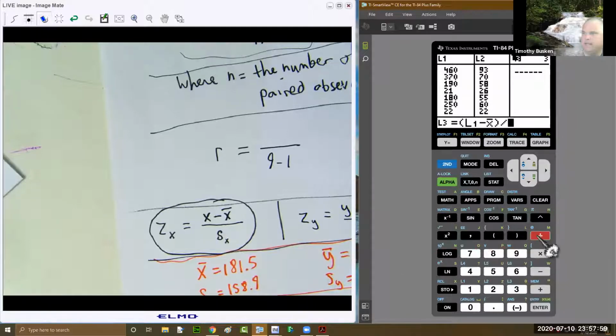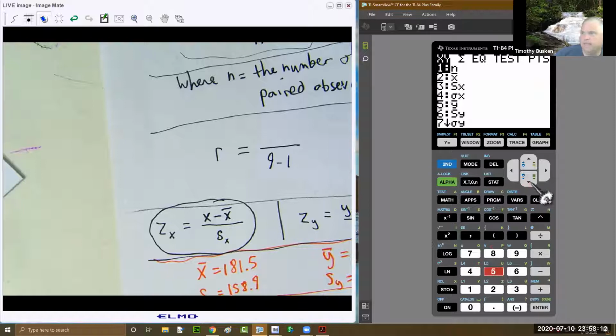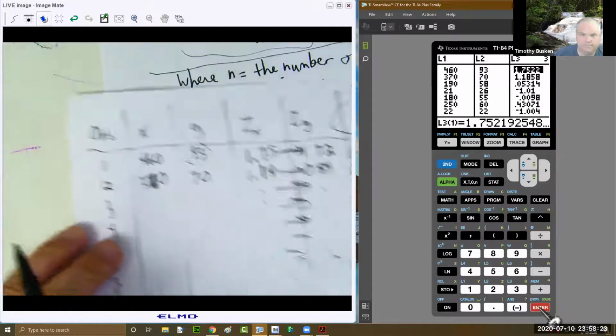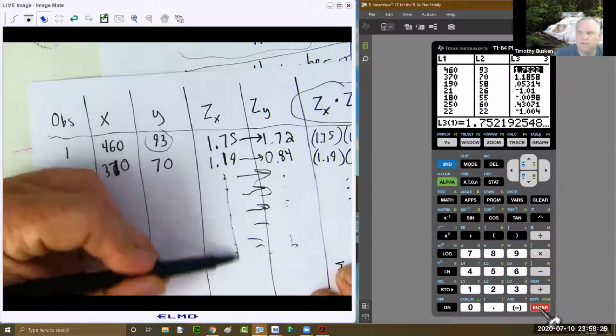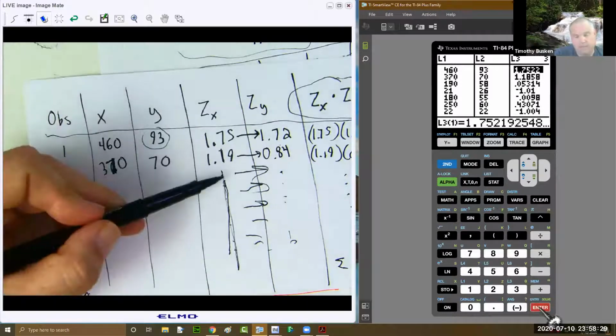And now I'm going to divide that by SX, which is going to be the stored value of SX in the calculator. So to grab that variable, I'm going to press the vars button, 5 for all the stored values of the statistics variables. And I'm going to want to put SX here. And then when I hit enter, bam, I'm getting all of these numbers in this list, all of the z-scores. And it doesn't round any of the numbers.